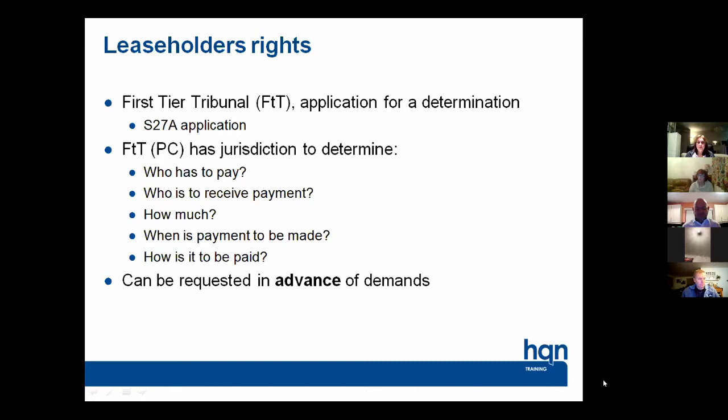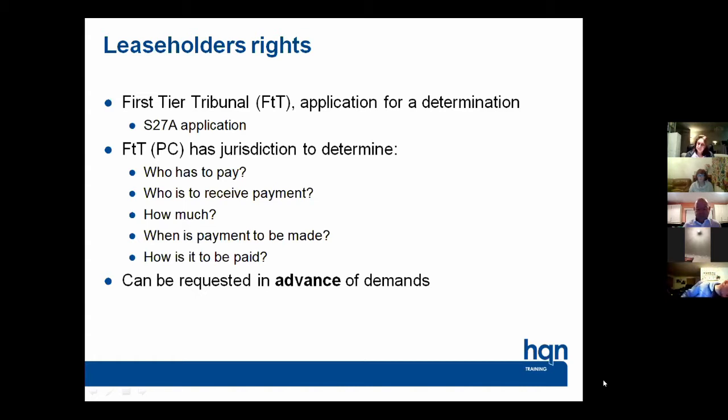So the first thing that the tribunal will look at is your lease, to see if the issue in question, the service that is being disputed, is a service that is an obligation of Southampton's to provide to you. Is it reasonably incurred?